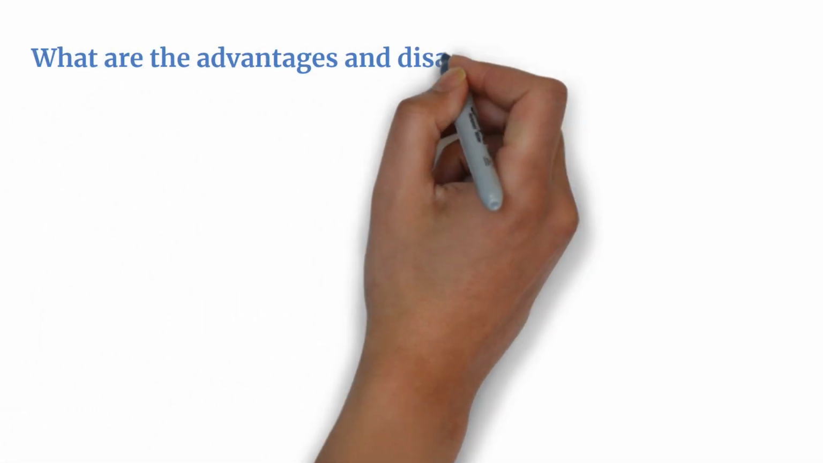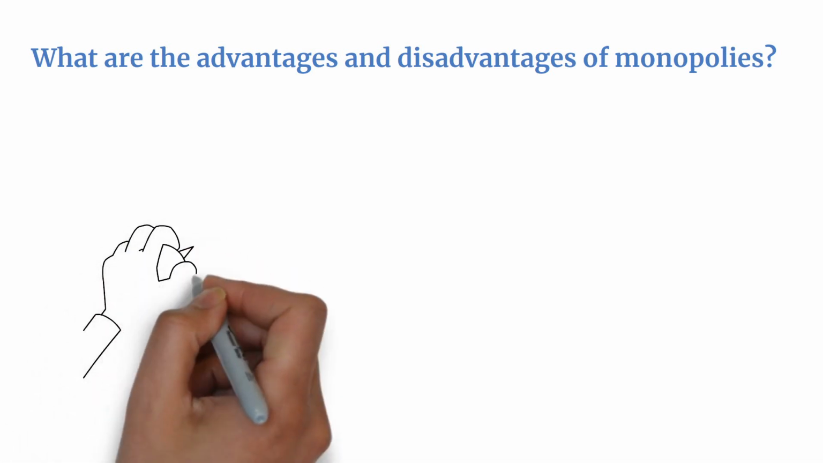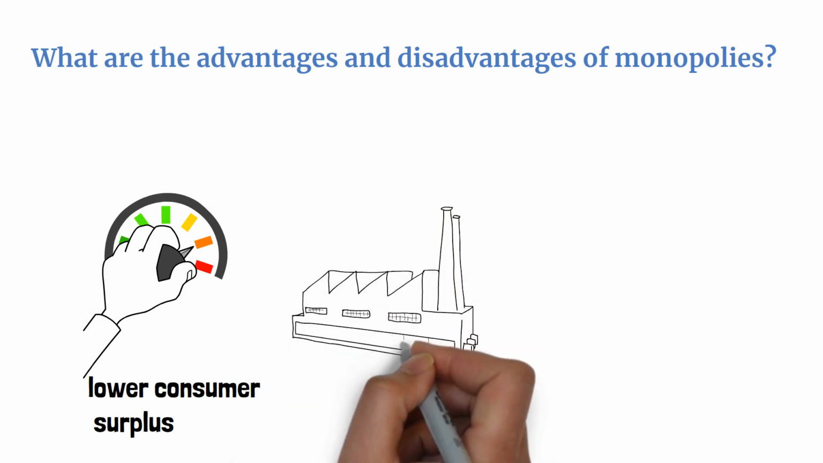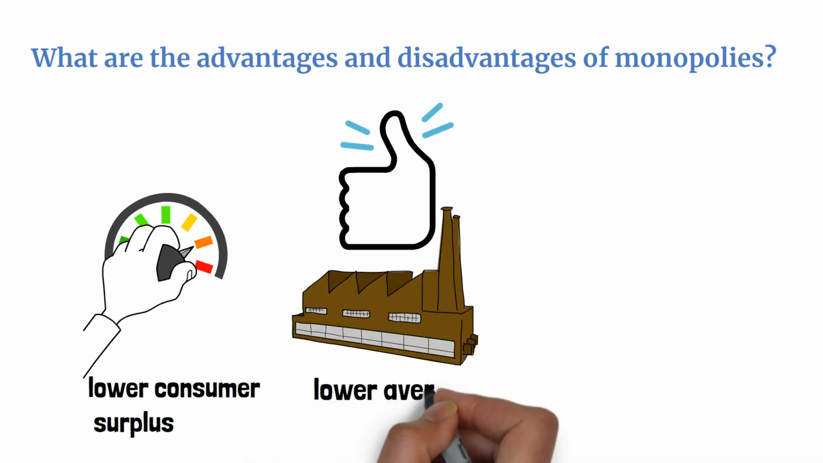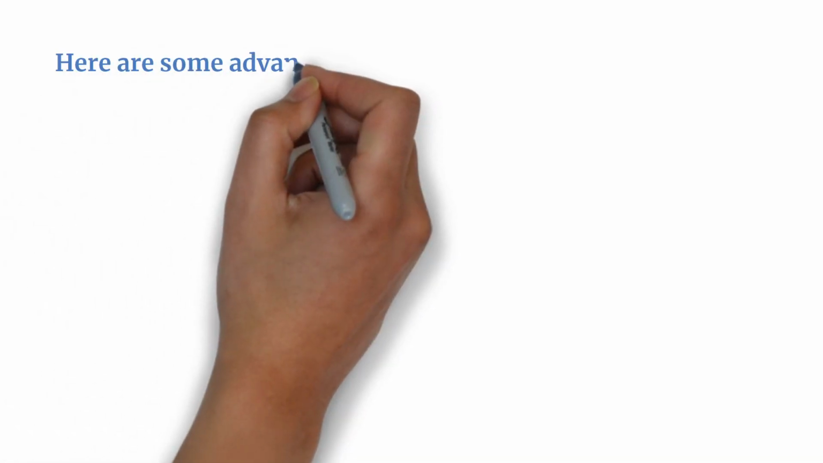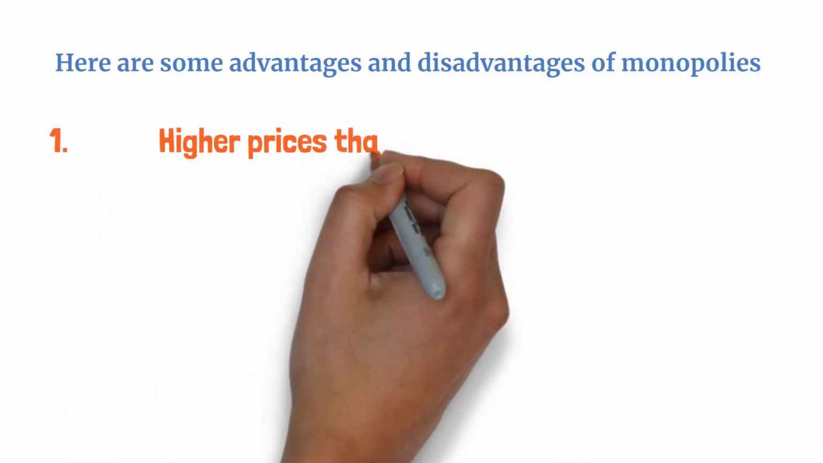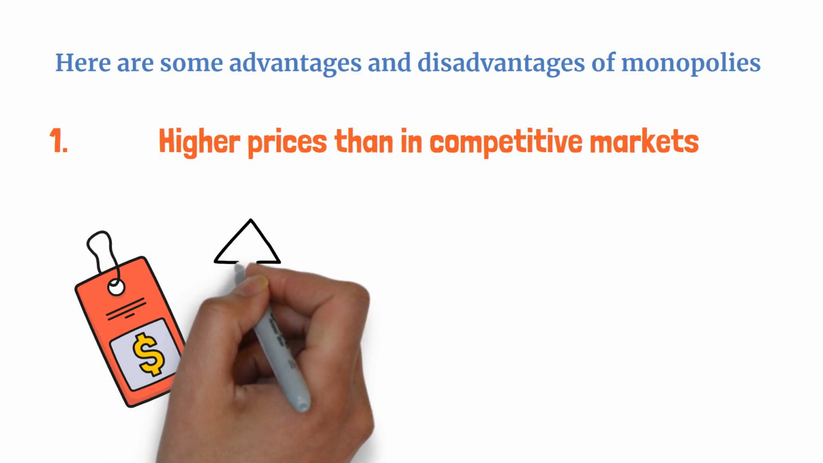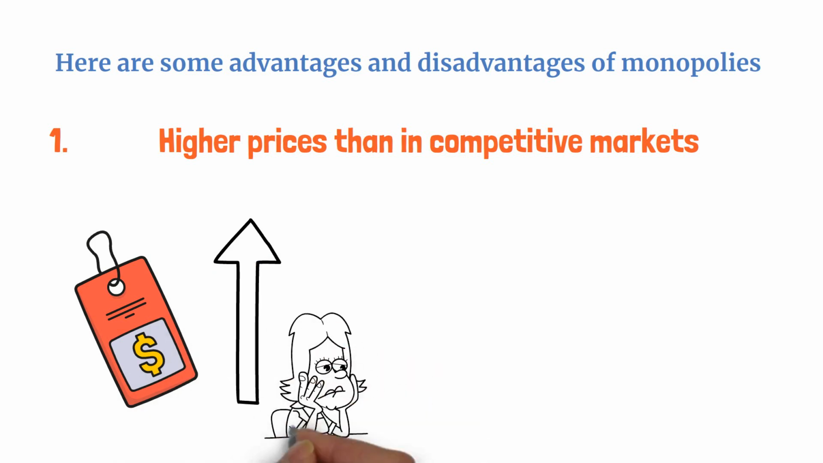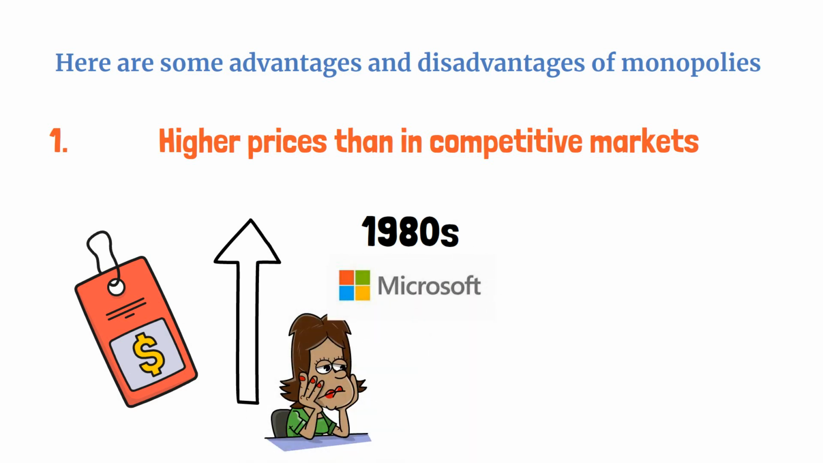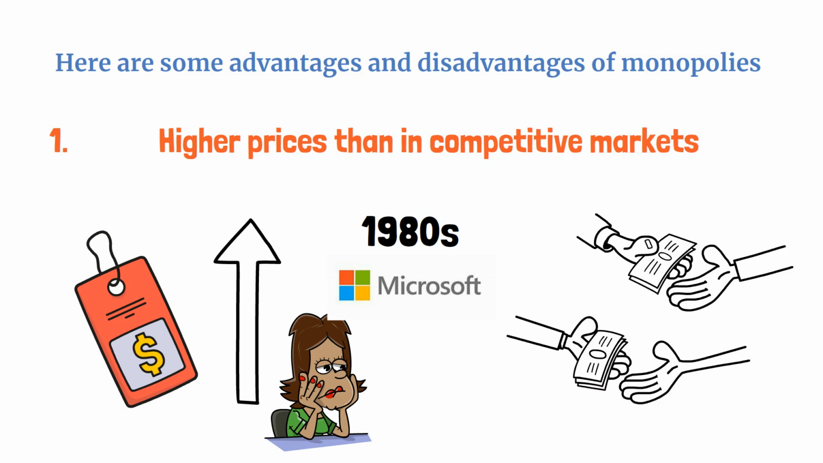What are the advantages and disadvantages of monopolies? Monopolies set higher prices than a competitive market, leading to lower consumer surplus. However, monopolies can benefit from economies of scale, leading to lower average cost, which can, in theory, be passed on to consumers. Here are some advantages and disadvantages of monopolies. Disadvantages of monopolies: higher prices than in competitive markets. Monopolies face inelastic demand and so can increase prices, giving consumers no alternative. For example, in the 1980s, Microsoft had a monopoly on PC software and charged a high price for Microsoft Office.